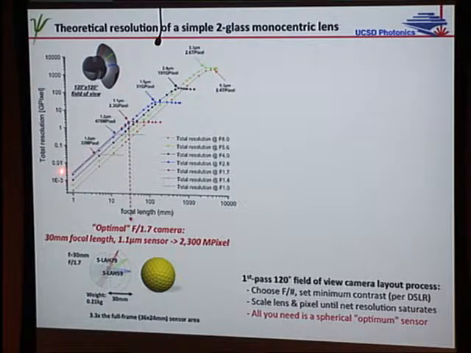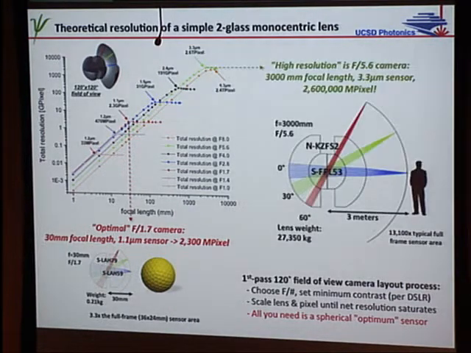But the funnest thing is to go up here and ask yourself, at what f-number do you get to the absolute max? At some point it's a pinhole and it stops getting much resolution. The absolute peak is an f/5.6 camera that uses a 3.3 micron sensor, and it's somewhat large, right?